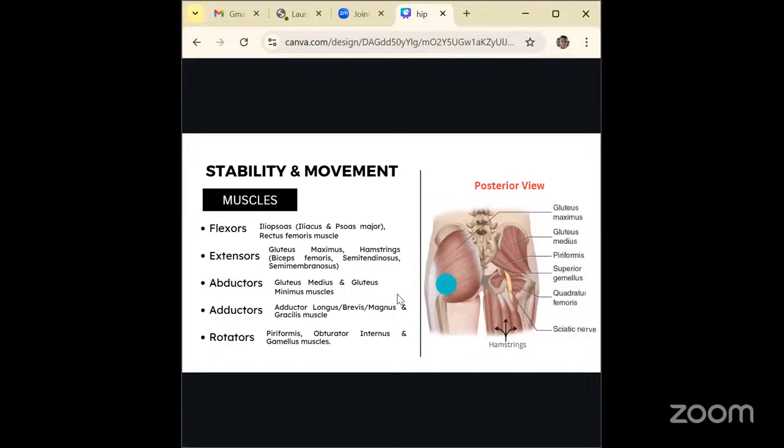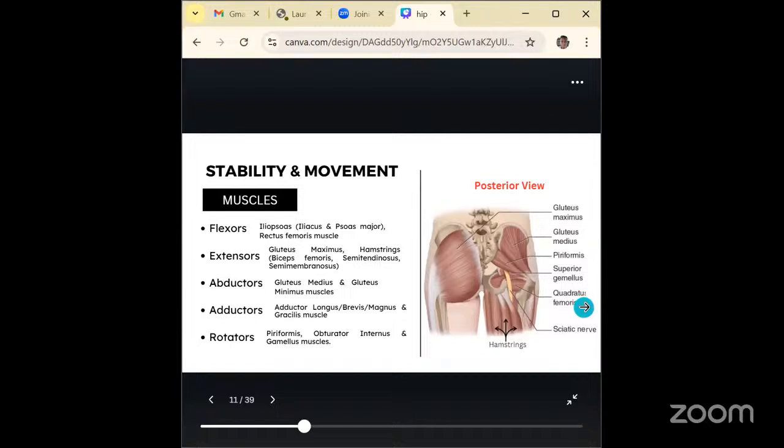Then for the extensors, we can see them from the posterior view. So we have the gluteus maximus, gluteus medius, and the piriformis muscle here, and then quadratus femoris muscle. So just know that the flexors and adductors, ADD, double D, are found in the anterior compartment, while the extensors and the ABD, the abductors, are found in the posterior compartment. And then we have the rotators, which are the piriformis and obturator internus muscles.